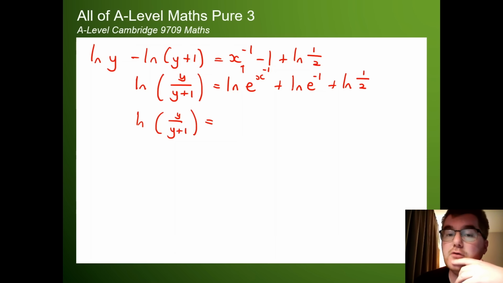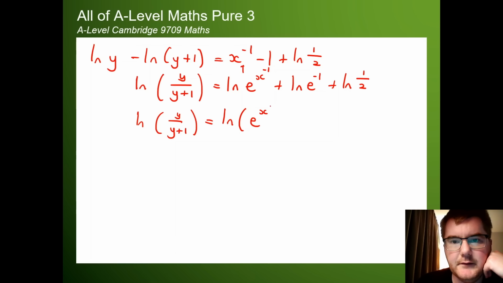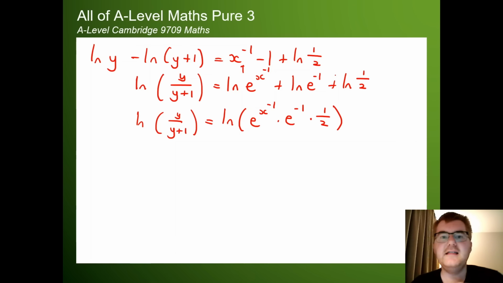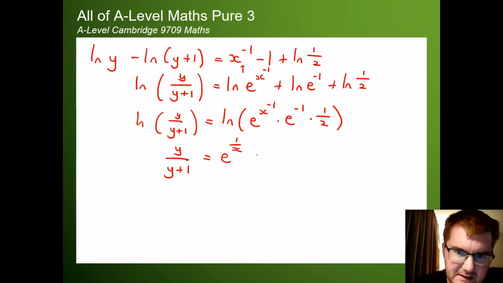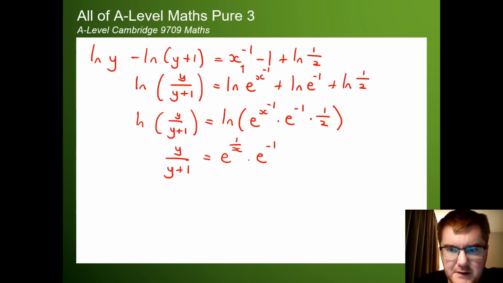Now we've got these, we're just multiplying the things together. So we have the natural log of e to the power of x to the power of minus 1 times e to the power of minus 1 times a half. Again, remember adding is the same as multiplying, and now we can actually start getting rid of these natural logs. So we raise everything, so we get y over y plus 1 is equal to e. Let's just write this as 1 over x, that's probably easier to look at, times e to the power of minus 1 times a half.